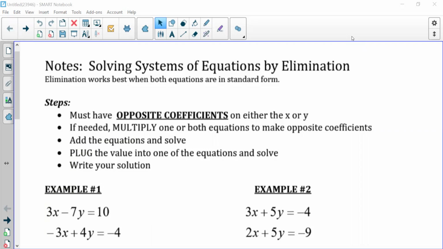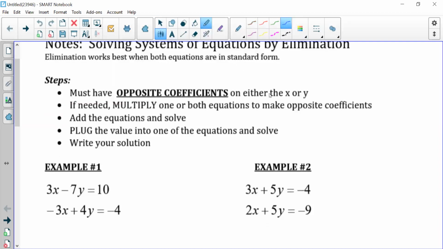Elimination works best when both equations are in standard form. It just really does. So if you've got one in standard form and one in slope-intercept, convert that slope-intercept guy into standard form, and then we can go from there. Starting out, let's look at our steps.